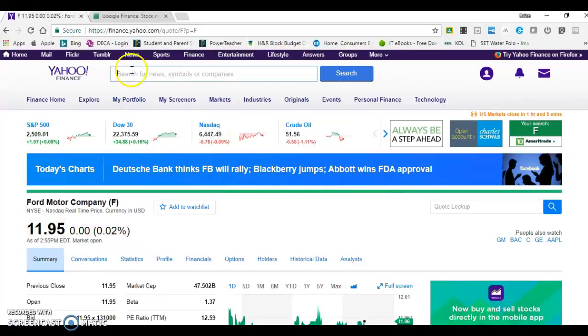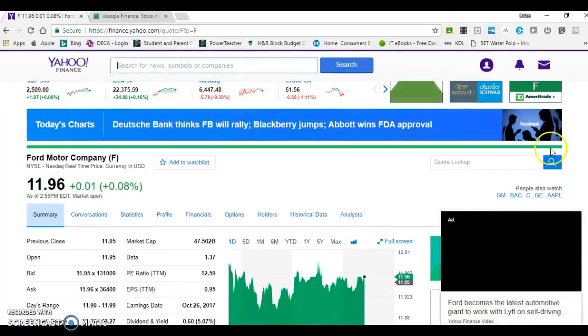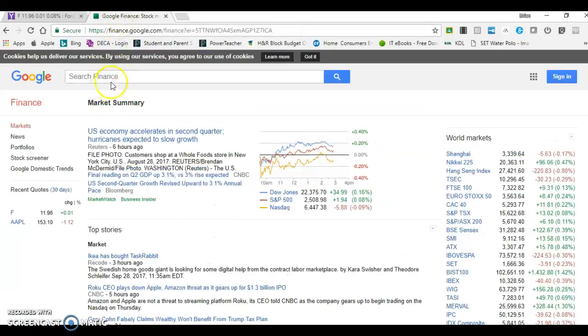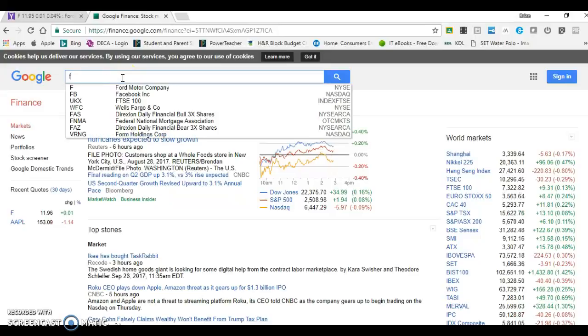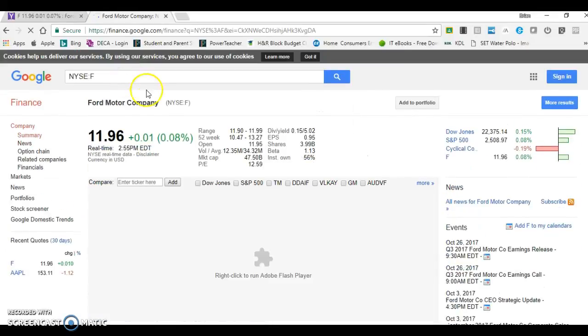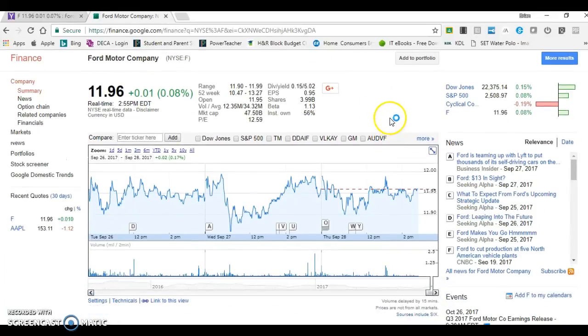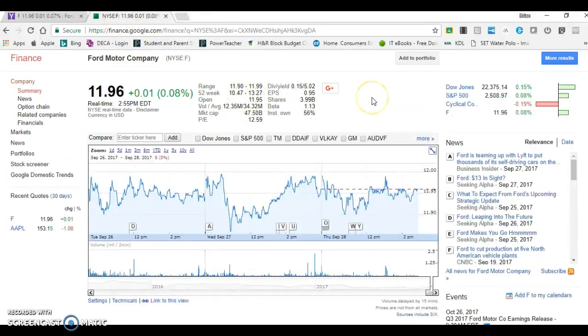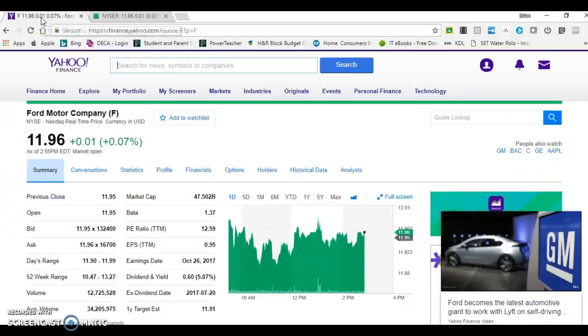And so if all I have to do is type in F, then I get Ford Motor Company. Same thing in Google Finance. I can put in an F. Right there is Ford Motor Company. I can select that, and I have information on Ford Motor Company. I'm used to using Yahoo Finance. The Google Finance is actually kind of like some of those features better. So I'm going to be going back and forth between the two.